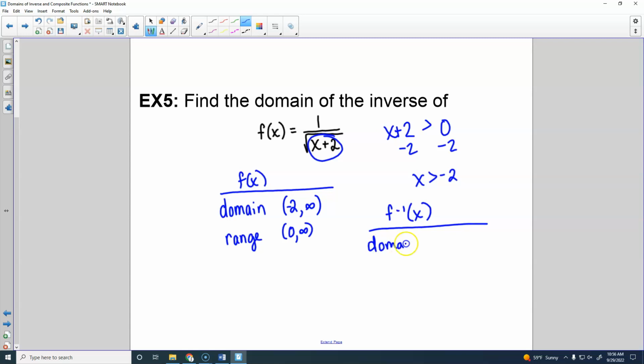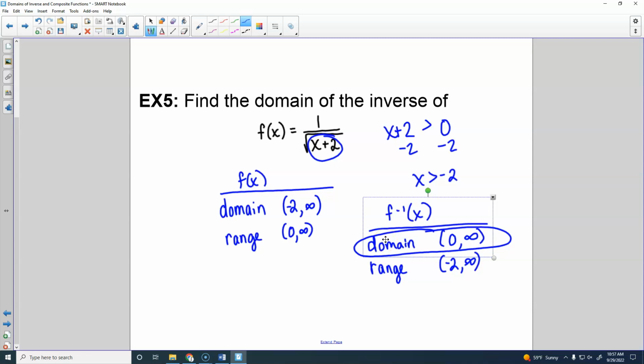Domain then would be 0 to infinity. Range would be -2 to infinity. And so this is asking for domain.